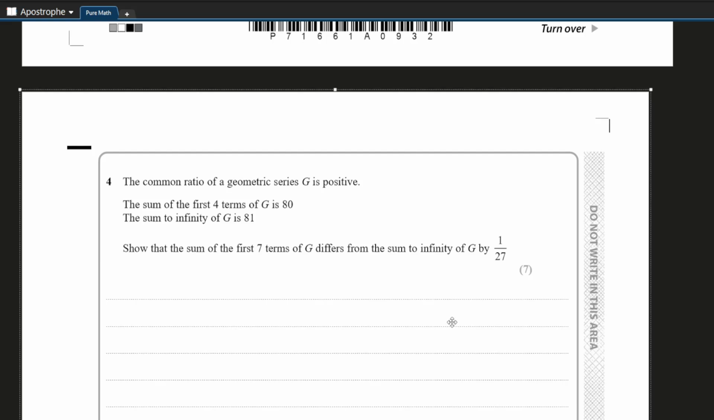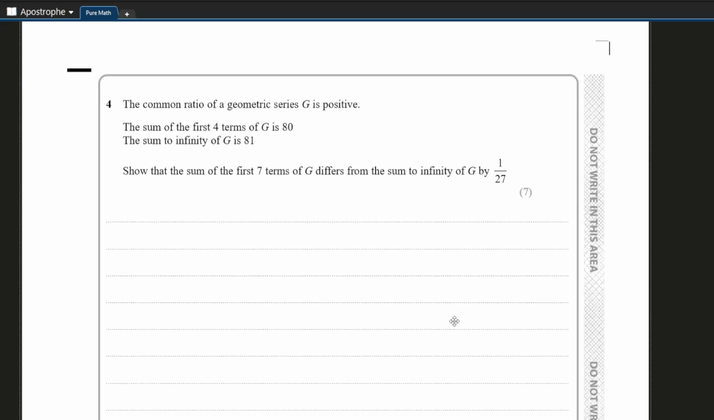Okay, let's look at question number 4. This is from geometric series. Sum of first four terms of G is 80 and sum of infinity is 81. So this means S4 is equal to 80 and S infinity is equal to 81. Show that the sum of the first 7 terms of G differs from the sum of infinity of G by 1/27. So that means we have to show that S infinity minus S7 is equal to 1 over 27.